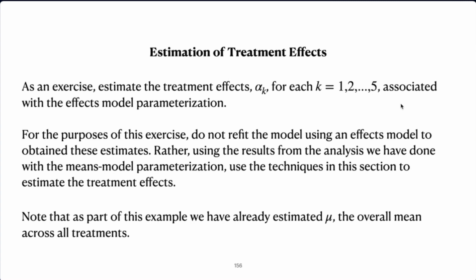All right, so what I want you to do, as an exercise, is estimate the treatment effects, the alpha sub k's, for each k going from 1 to 5, associated with the effects model parameterization. For the purposes of this exercise, I want you to get practice doing this by hand. When I say by hand, what I mean is using non-statistical software means. So obviously use a calculator or a spreadsheet or something like that. The point is I want you to implement these formulas.